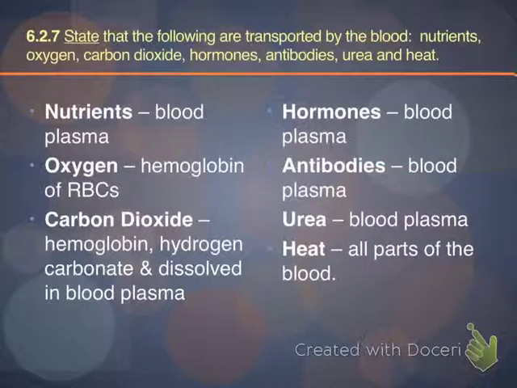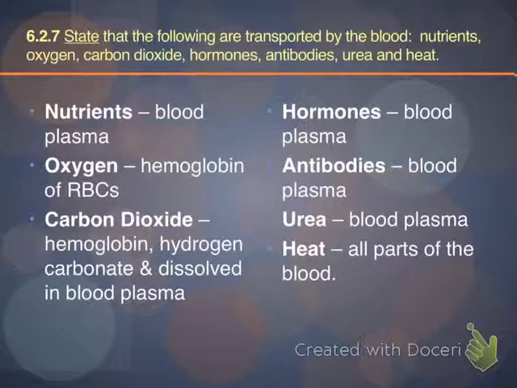Carbon dioxide is transported in a few different ways. Remember, carbon dioxide is a form of respiratory waste. So it can also be transported by hemoglobin. It can also be converted into hydrogen carbonate and transported that way, or it can dissolve in blood plasma as a gas and be transported that way. The most common form of transport for carbon dioxide is for it to be converted to hydrogen carbonate ions.